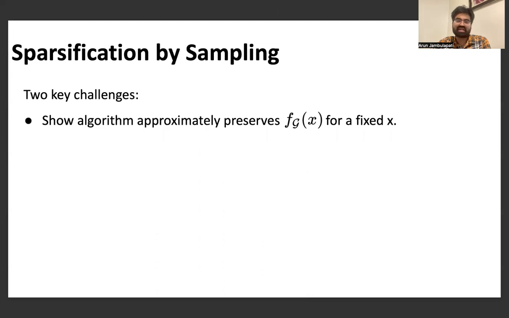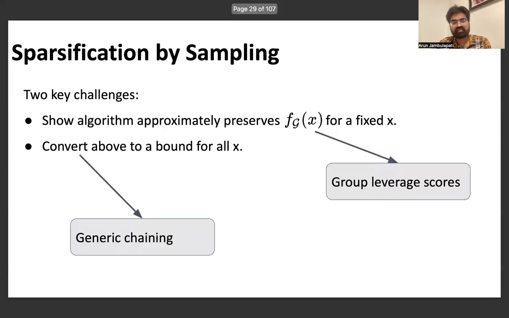So there's two key challenges to this technique. We want to show that not only does this work in expectation, but it actually preserves the hypergraph energy for any fixed vector x with high probability. And we also want to convert this bound that works for each vector x to a bound that works for all vectors x. And here's where our two main techniques are going to come into play. For the first, we're going to use our notion of edge importances called group leverage scores to guarantee that the sampling procedure preserves the hypergraph energy with high probability for fixed x. And to convert this for-each bound to a for-all bound, we're going to employ a technique known as generic chaining, which I'll talk about next.